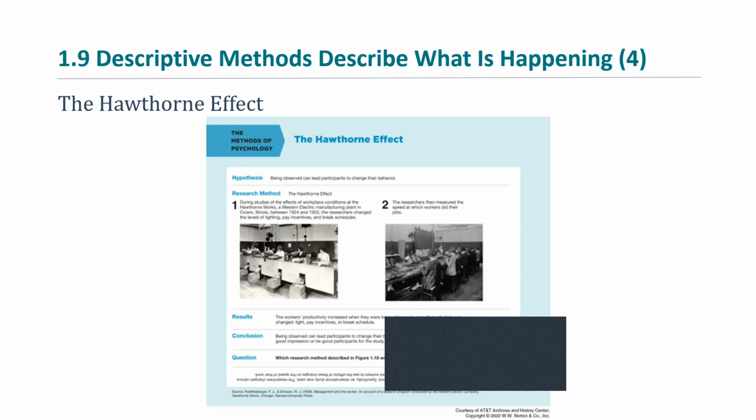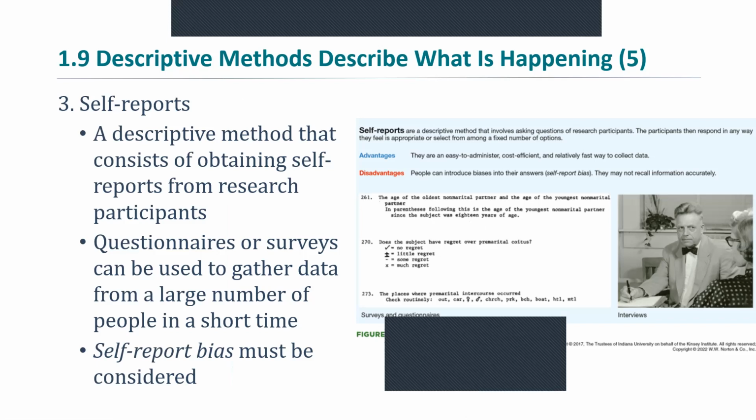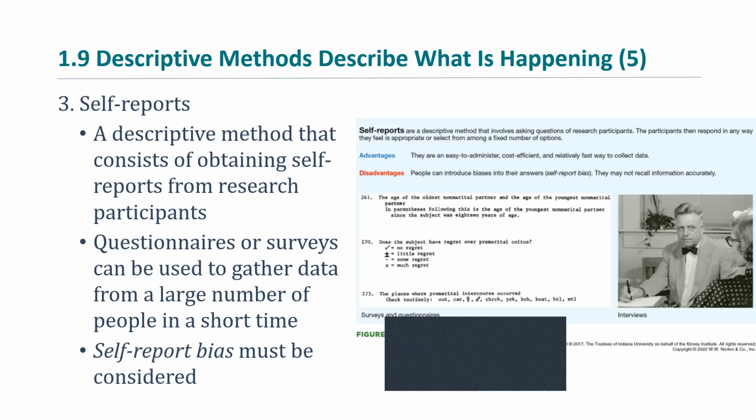Okay. The last type of descriptive method we'll talk about is self-reports. It consists of obtaining self-reports from research participants. And in a self-report, you can ask about all sorts of things. You might ask about a person's behaviors, certain behaviors you're interested in. You might ask about their opinions, their beliefs, their current physical, mental, or emotional state.